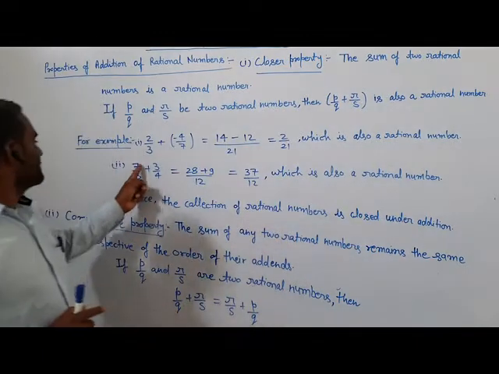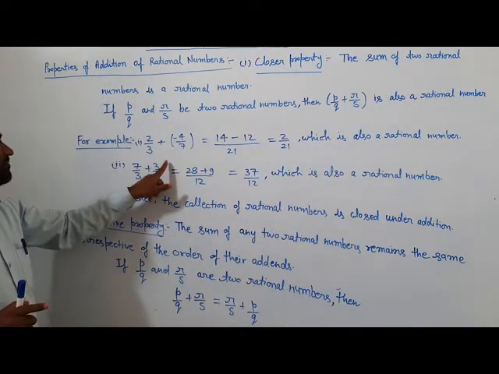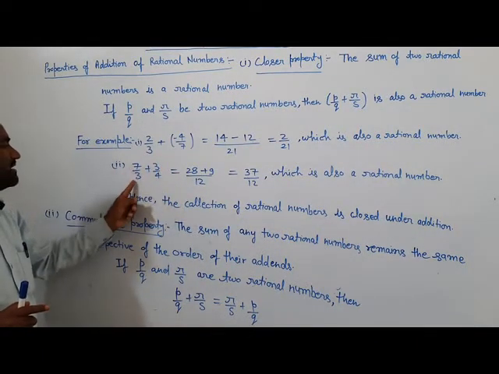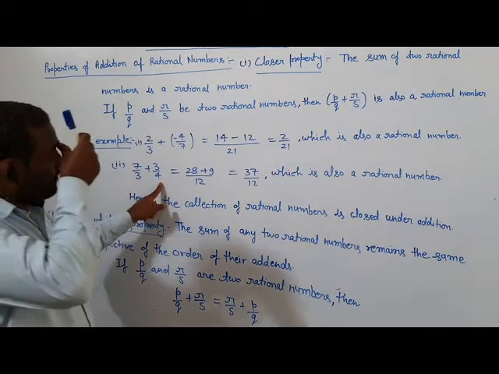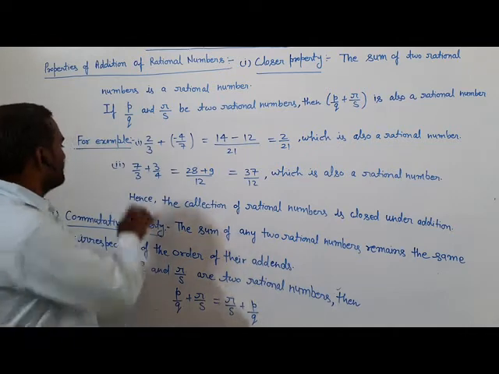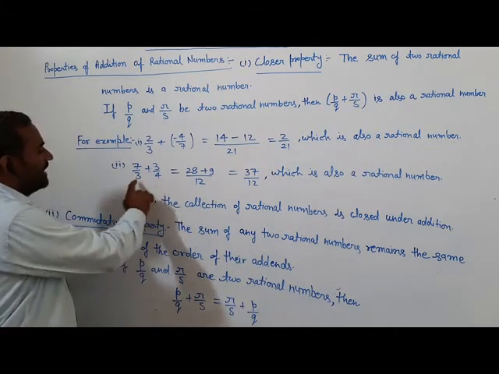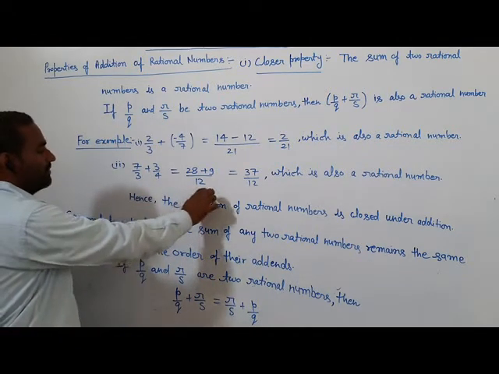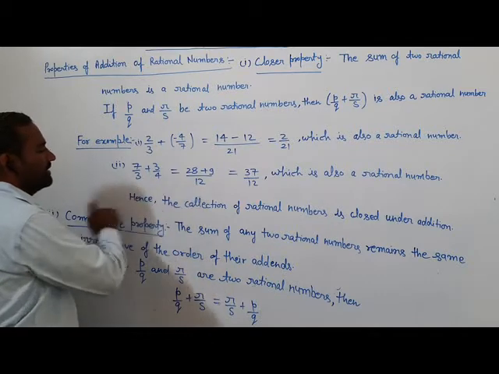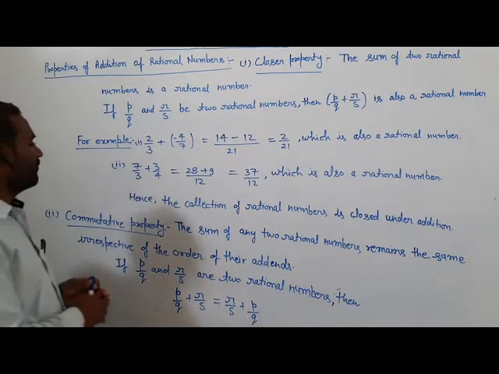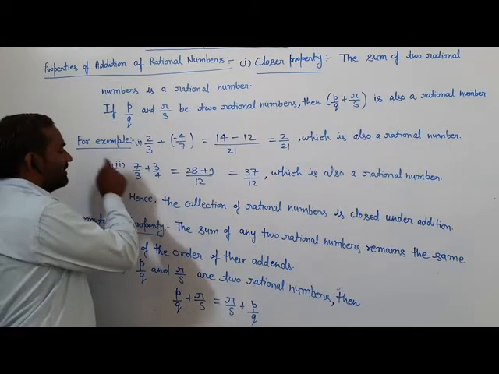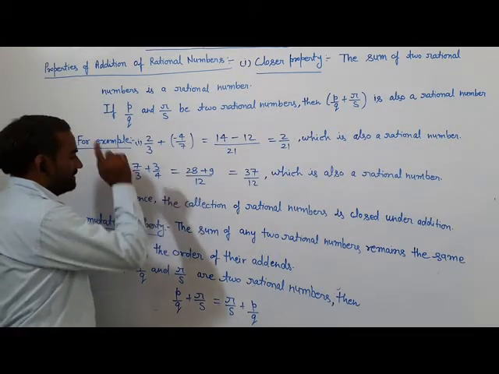Second example, 7 by 3 and plus 3 by 4. 7 by 3 is the first rational number, 3 by 4 is the second rational number. So we take the LCM. The LCM of 3 and 4 is 12. Divide 12 by 3. 3 4s are 12. 4 times, and we have to multiply 4 into 7. 4 7s are 28.